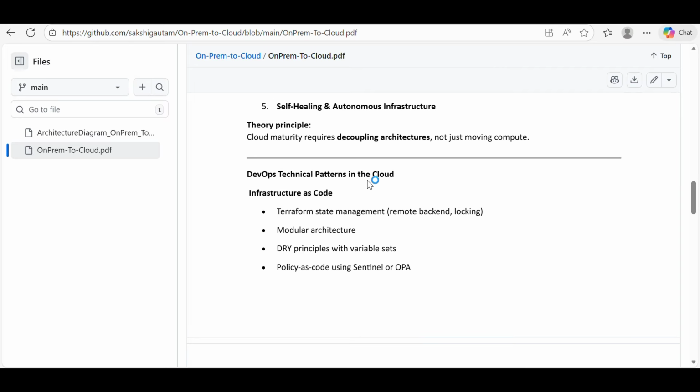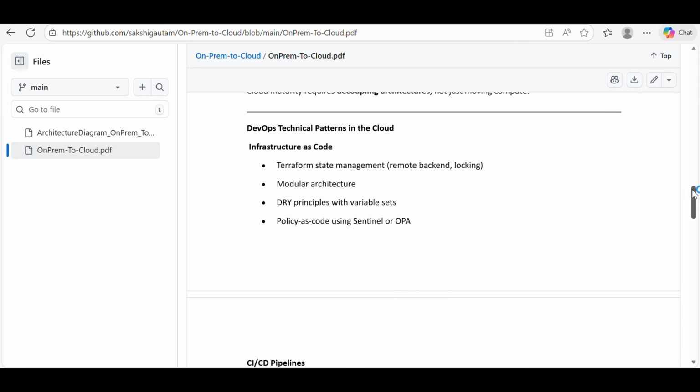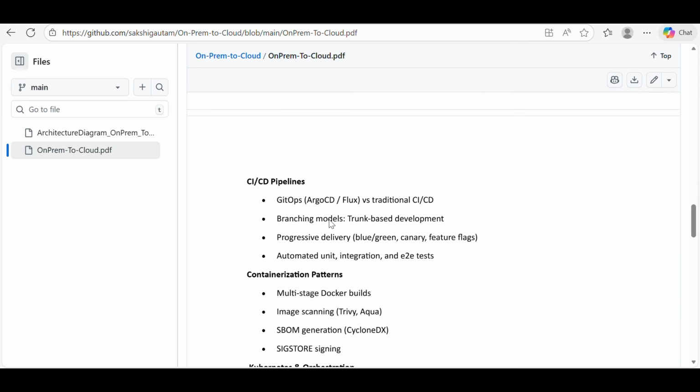So instead of tightly coupling the architecture, we should use a less coupled architecture. Now the DevOps technical pattern: when we shift to DevOps in cloud, how infrastructure as code will be, what CI/CD pipelines we can use, whether it will be a GitOps model, what the branching model will be, how we will do deployments like blue-green, canary, feature flags, and how automated unit and integration testing will be.